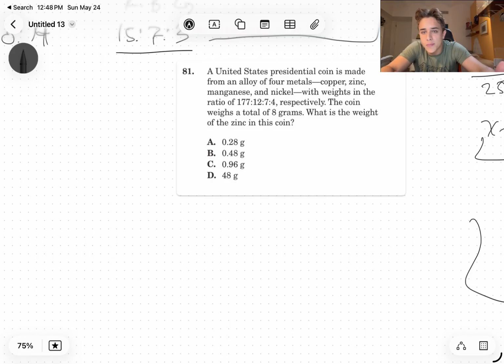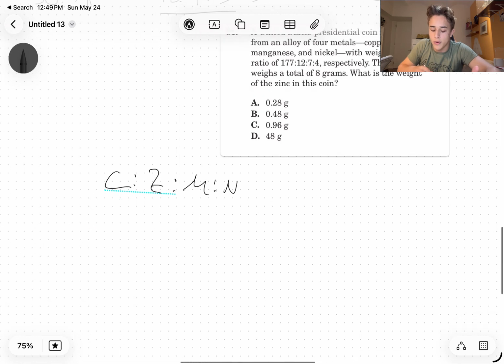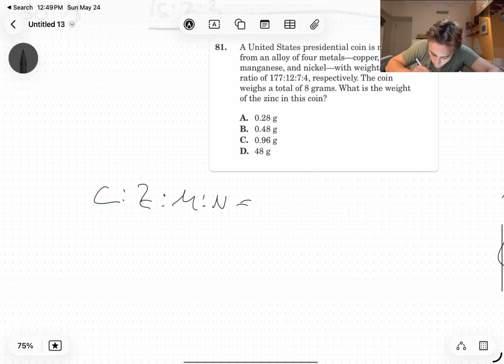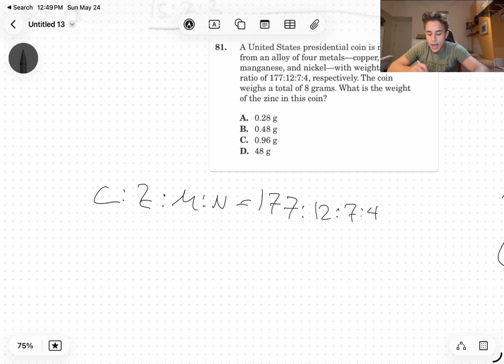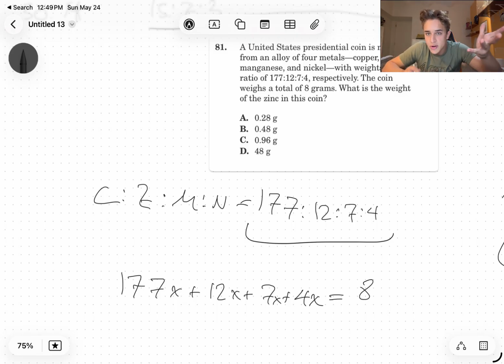Okay, so we're going to do something similar to what we did last time. We need to find how many of everything there is. So the first thing we're going to say is C to Z to M to N. Those are what we're going to call the variables for how much of every metal there is, equals 177 to 12 to 7 to 4, right? So we're going to add these things together first, because we want to find. So 177x plus 12x plus 7x plus 4x equals 8, because we have 8 grams of the coin.